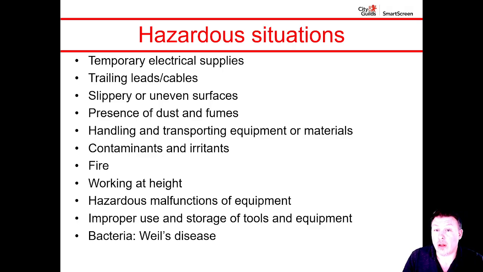We've got to be aware that the site we're working on may have slippery or uneven surfaces, and most sites are going to present us with lots of dust and maybe fumes coming from different areas. There's a lot of materials on site that will be transported around. We've got to be aware of that. And there's going to be contaminants and irritants that we're going to be using, such as the cutting compound for our conduit.